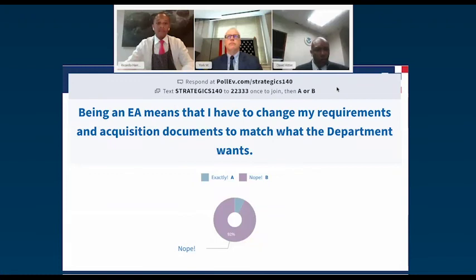Your requirements don't have to change necessarily based upon the fact that you're pursuing a department-wide effort. Through the IPT process, and you heard York mention earlier, that's where you bring together all the key stakeholders and you flush out your requirements, and then they're reflected in your requirement documentation. Great. Thank you for that response, David.